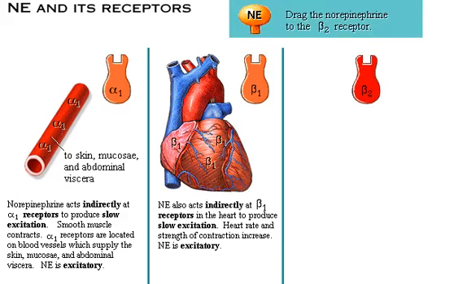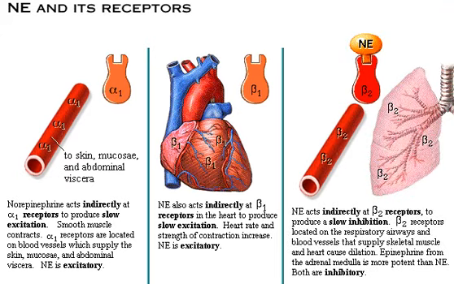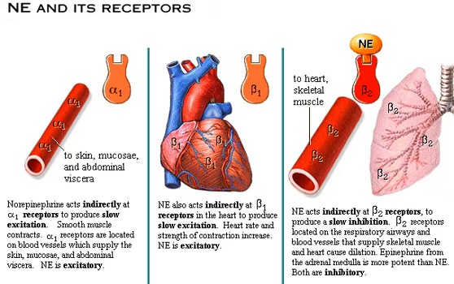Drag the norepinephrine to the beta-2 receptor. Norepinephrine acts indirectly at beta-2 receptors to produce a slow inhibition. Beta-2 receptors located on the respiratory airways and blood vessels that supply skeletal muscle and heart cause dilation. Epinephrine from the adrenal medulla is more potent than norepinephrine, and both are inhibitory at beta-2 receptors.